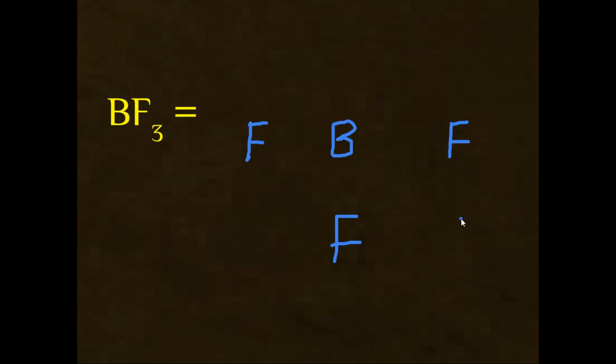So when drawing our dots, boron is in group 13, so it's going to have 3 dots. I want the single ones to face my other atoms, so I'm going to put a dot 1, 2, and 3. The dots are facing the other atoms.